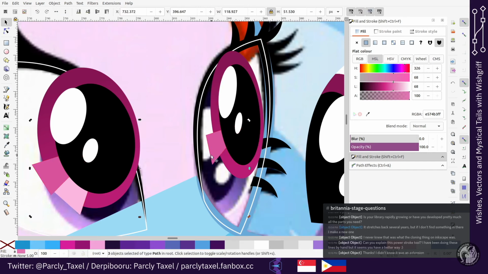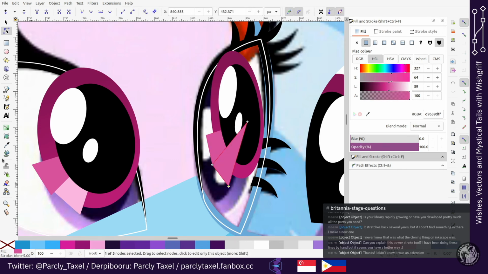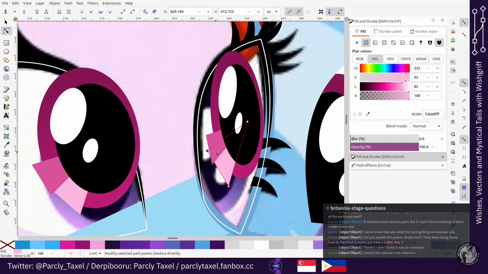Even for hippogriffs, the structure of the eye is essentially much the same. It's only when they come to things like Chrysalis or the changelings that it starts to differ.